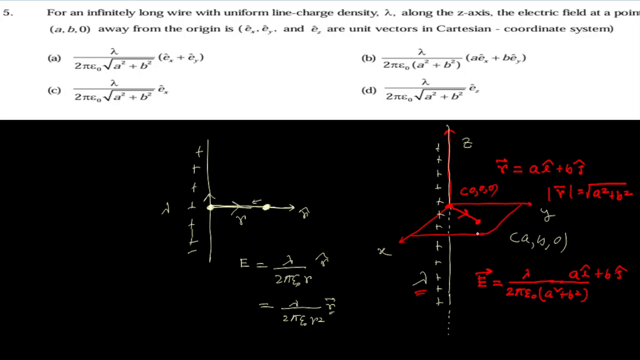So which option will be the correct answer in this case? Option B will be the correct answer: lambda divided by 2 pi epsilon naught (a square plus b square) times (a i cap plus b j cap). In this case, ex cap and ey cap are actually the same as i cap and j cap. You see here, ex cap, ey cap, ez cap are the unit vectors in Cartesian coordinates. So either you can write i cap, j cap, and k cap, or ex cap, ey cap, ez cap, or simply x cap, y cap, z cap; all are actually the same.